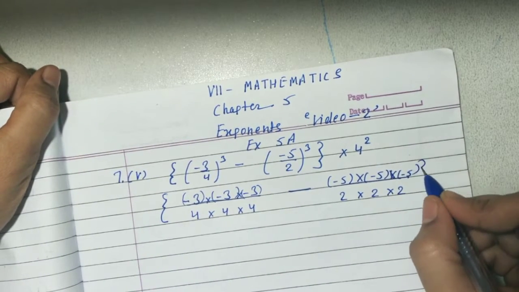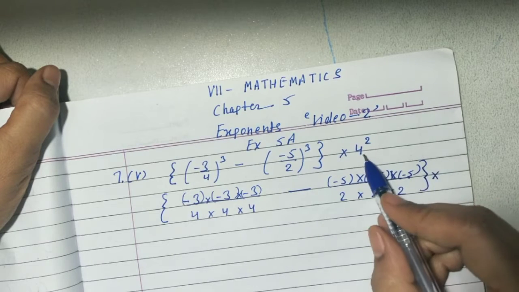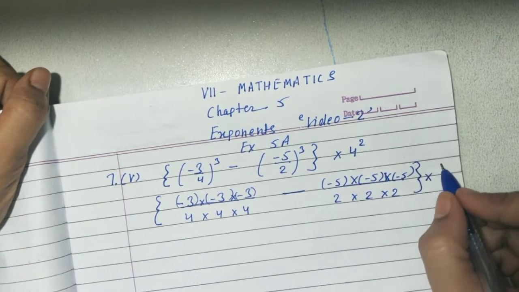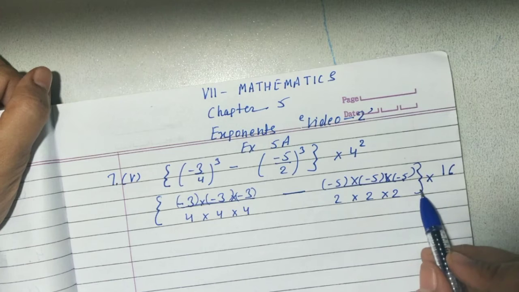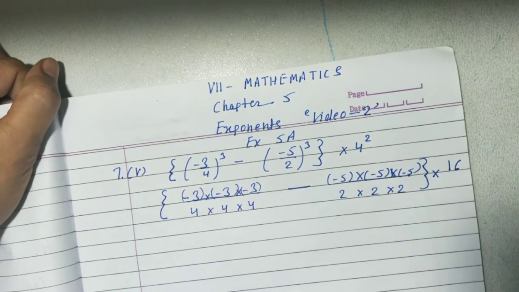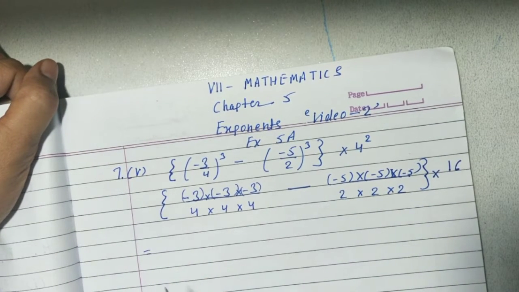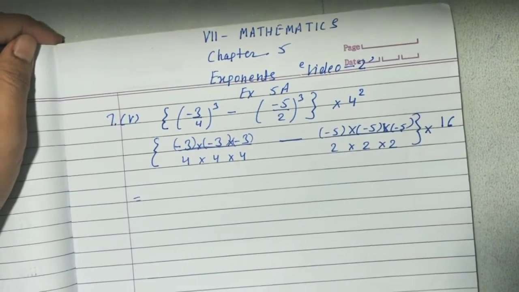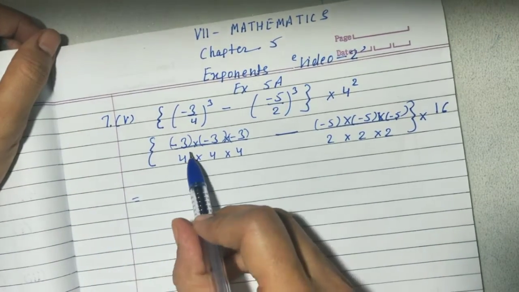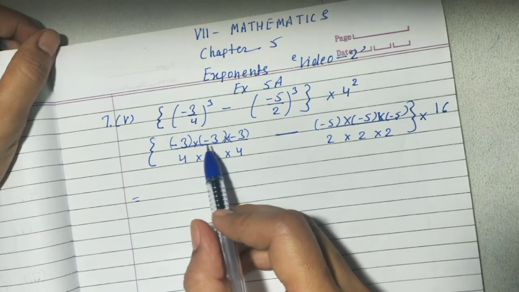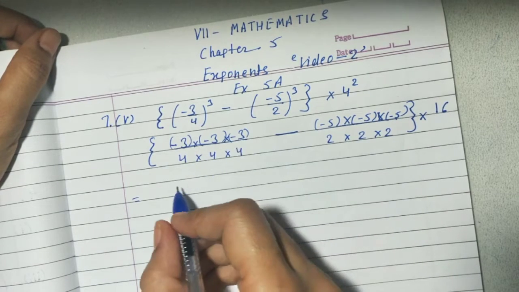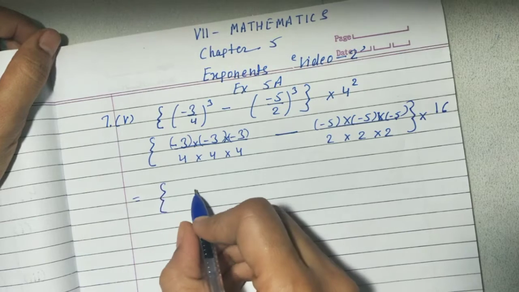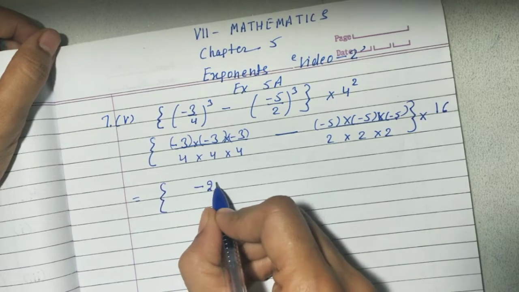Now multiplying by 4 square. 4 square is 16. The curl bracket is over. Now minus 3 into minus 3 is 9, 9 times 3 is again 27. Now it is minus 27.